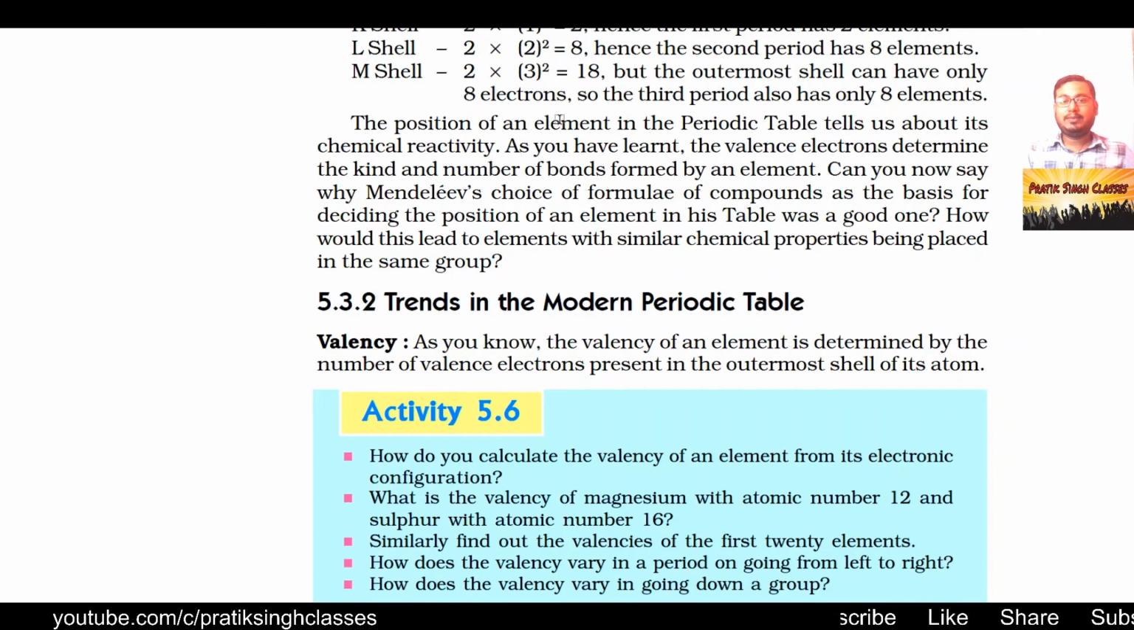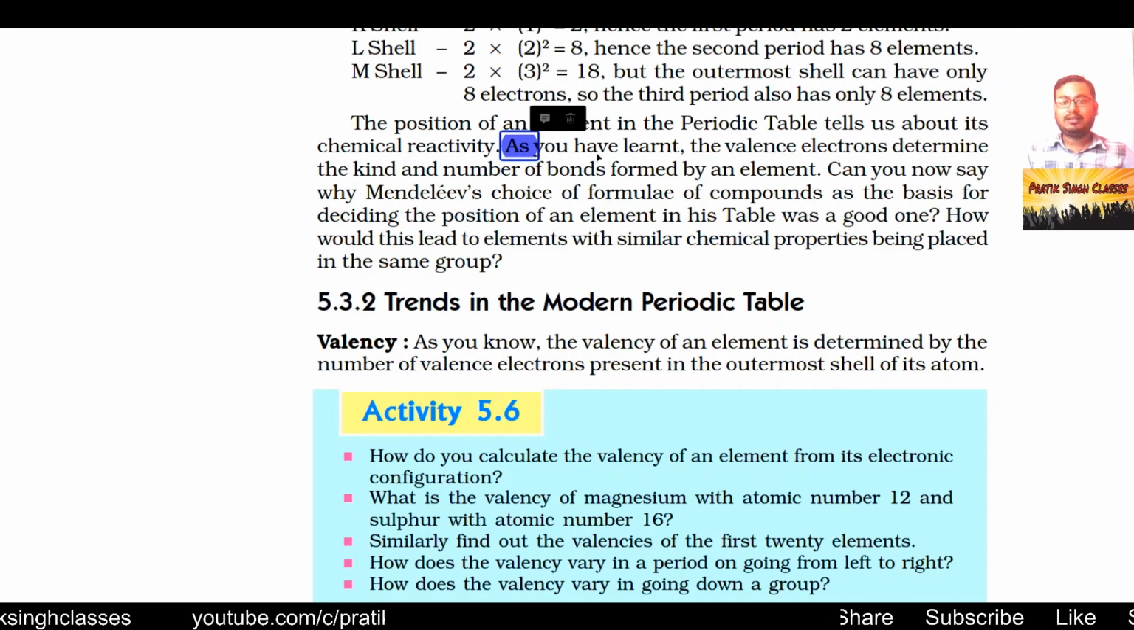The position of an element in this periodic table tells us about its chemical reactivity. Based on the arrangement of elements in the periodic table, we can also say what the reactivity of these elements will be. In chapter 2 and chapter 3 we have seen how different elements, metals and non-metals, react with acids, bases, and then oxygen, and there we have seen a lot of different types of reactions. Here we will study the reason for the reactivity of elements, why one element is more or less reactive than another element.